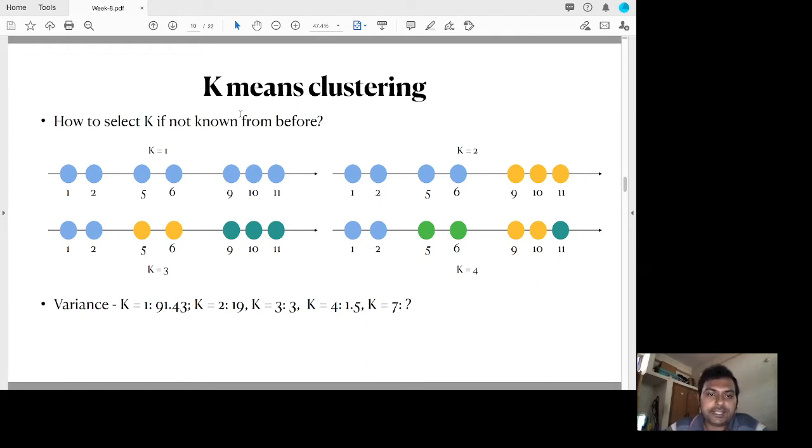I have taken the same example, and let's say k equal to 1. k equal to 1 means all points belong to the same cluster. Now let's say I have increased k to 2. The point here is that I don't know the value of k beforehand, so I am trying to select it. So another value is k equal to 2. These are the two clusters, the cluster assignments that I have got for k equal to 2.